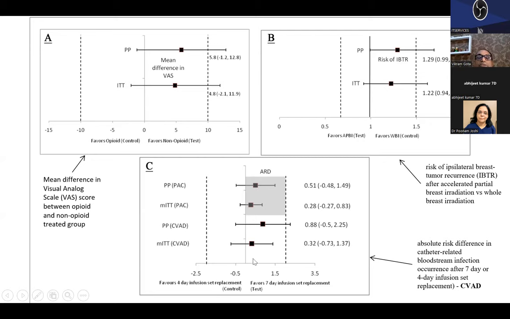But here, for central venous, you could have made a mistake. You would have made a mistake if you had only resorted to intention to treat without doing the per protocol analysis, okay?